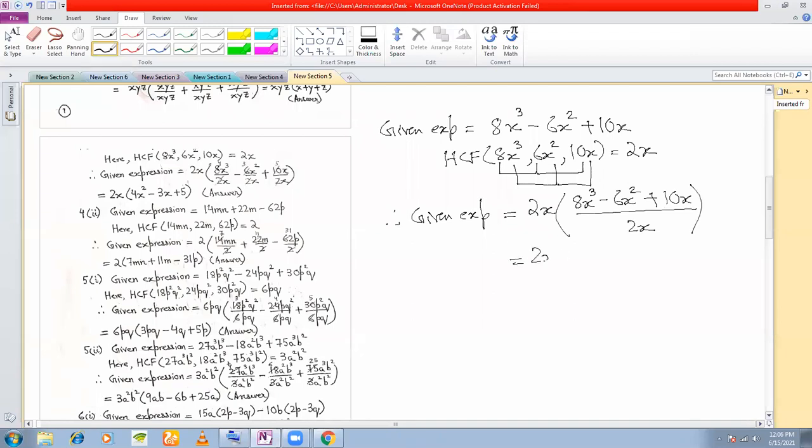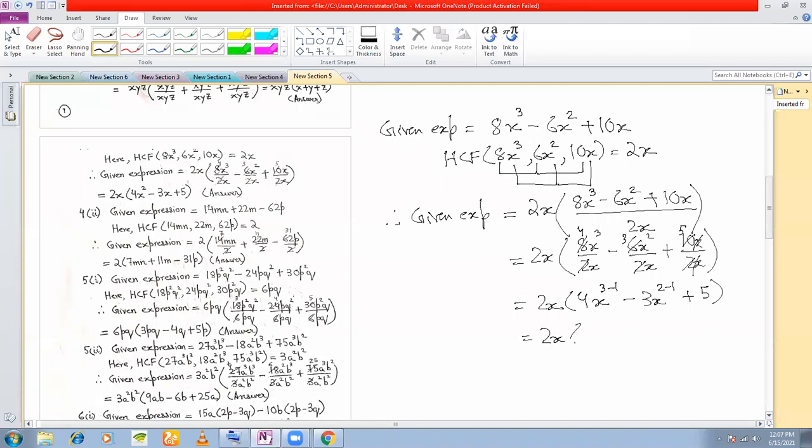Okay, so this is 2x, 8x cube by 2x minus 6x square by 2x plus 10x by 2x. What you get here is 2x. This cancels 4. You get 4x to the power of 3 minus 1, minus, this cancels here, you get 3x to the power of 2 minus 1, plus this and this cancel. You simply get a 5. So you have 2x into 4x square minus 3x plus 5, and that's it.